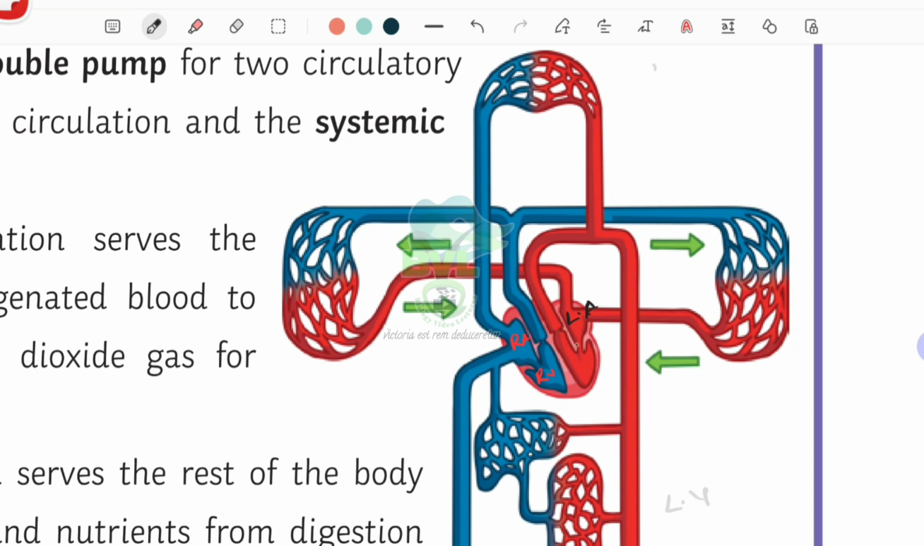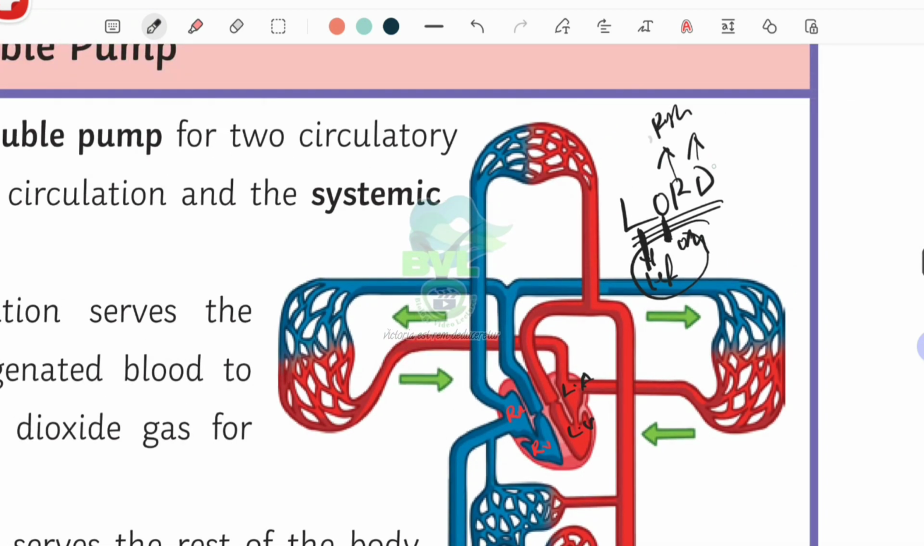Left atrium, left ventricle. Now you should remember this word LORD, which is the left side of the heart. L means left, O means oxygenated. So the left side of the heart deals with oxygenated blood. That's why this part is made red. While the R and D is right and deoxygenated.